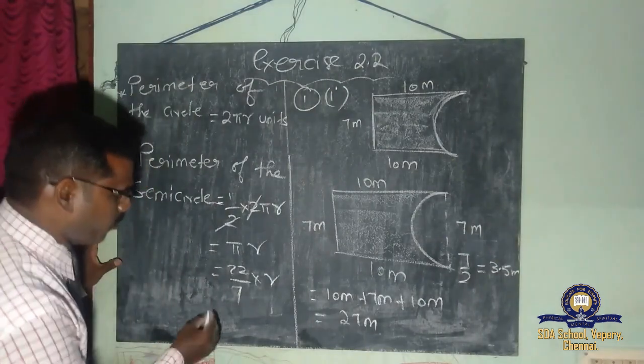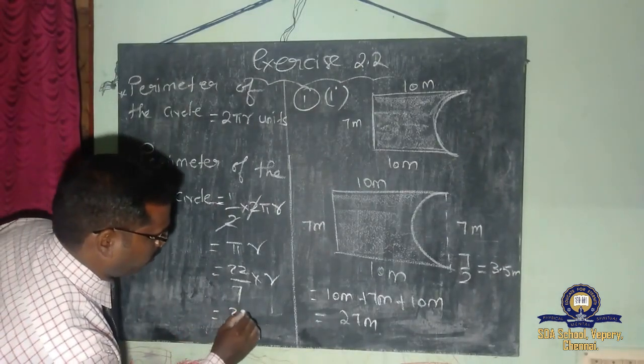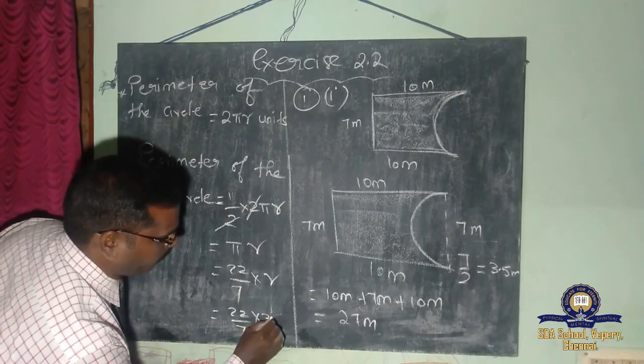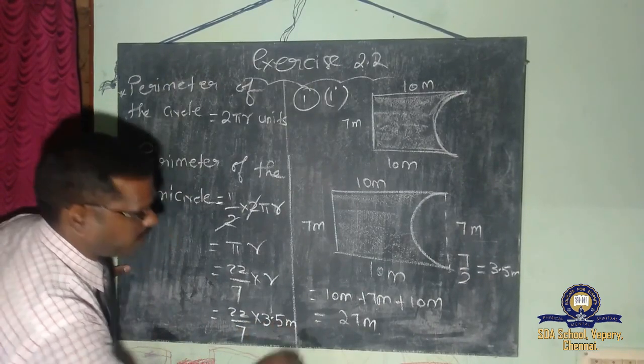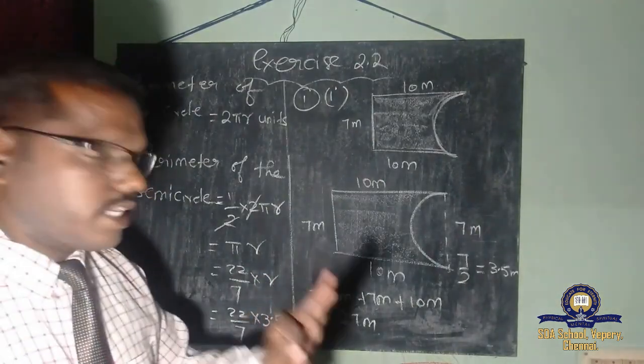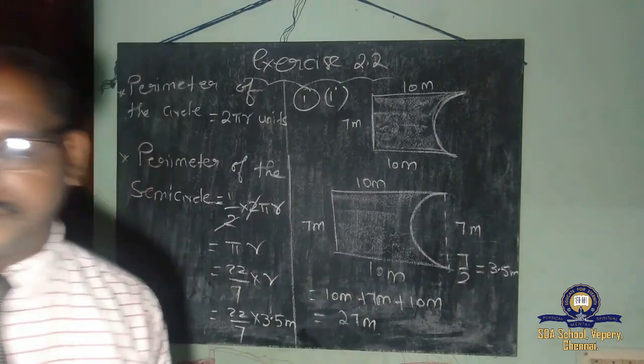So here I have to put 22 by 7 into 3.5 meters. Make it fast. Only 3 seconds I am going to give. Make it fast.